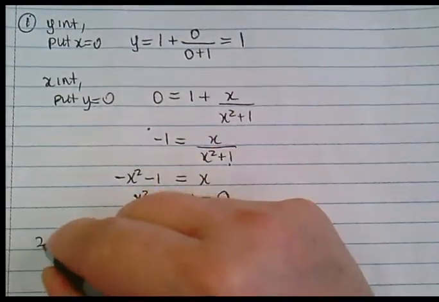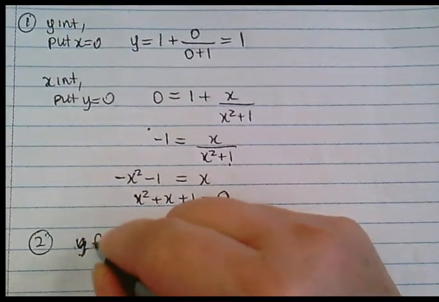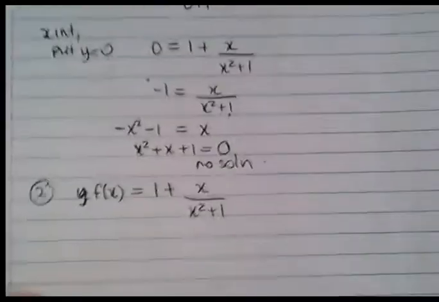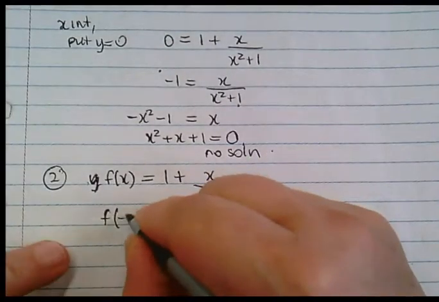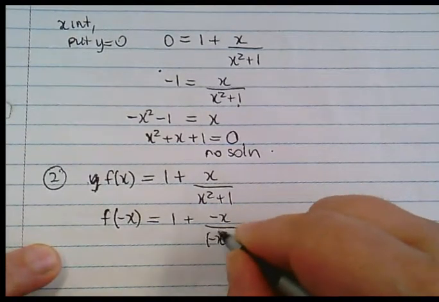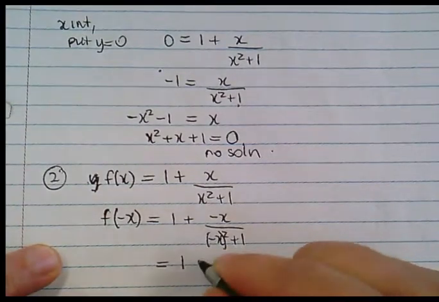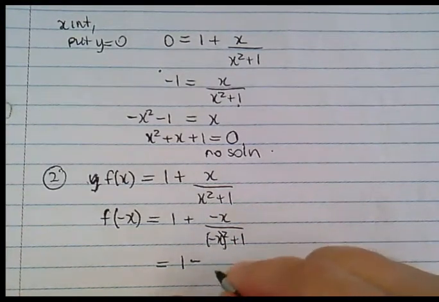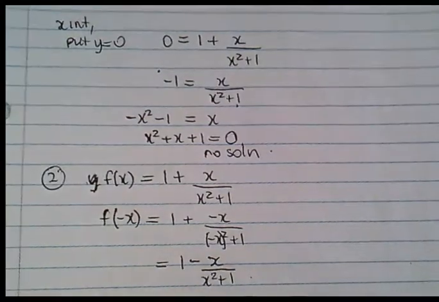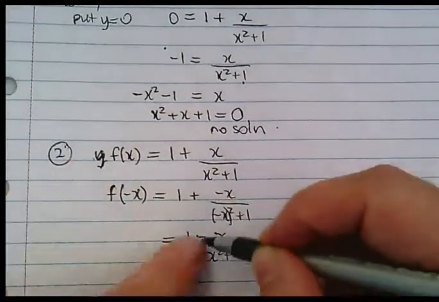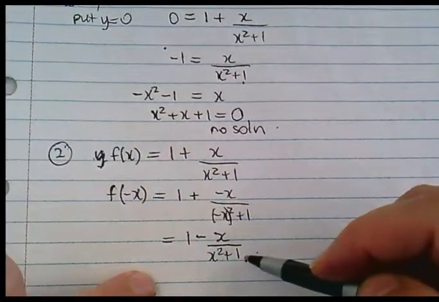Let's see if it's even or odd. By looking at it, it does not look like it's either. But let's just do quick substitutions of function of negative x. Function of negative x would be 1 plus negative x over negative x squared plus 1, or 1 minus x over x squared plus 1. Are we okay with that? Because the denominator is x squared plus 1, then I've got plus negative. Plus negative is minus. Those two are not the same.